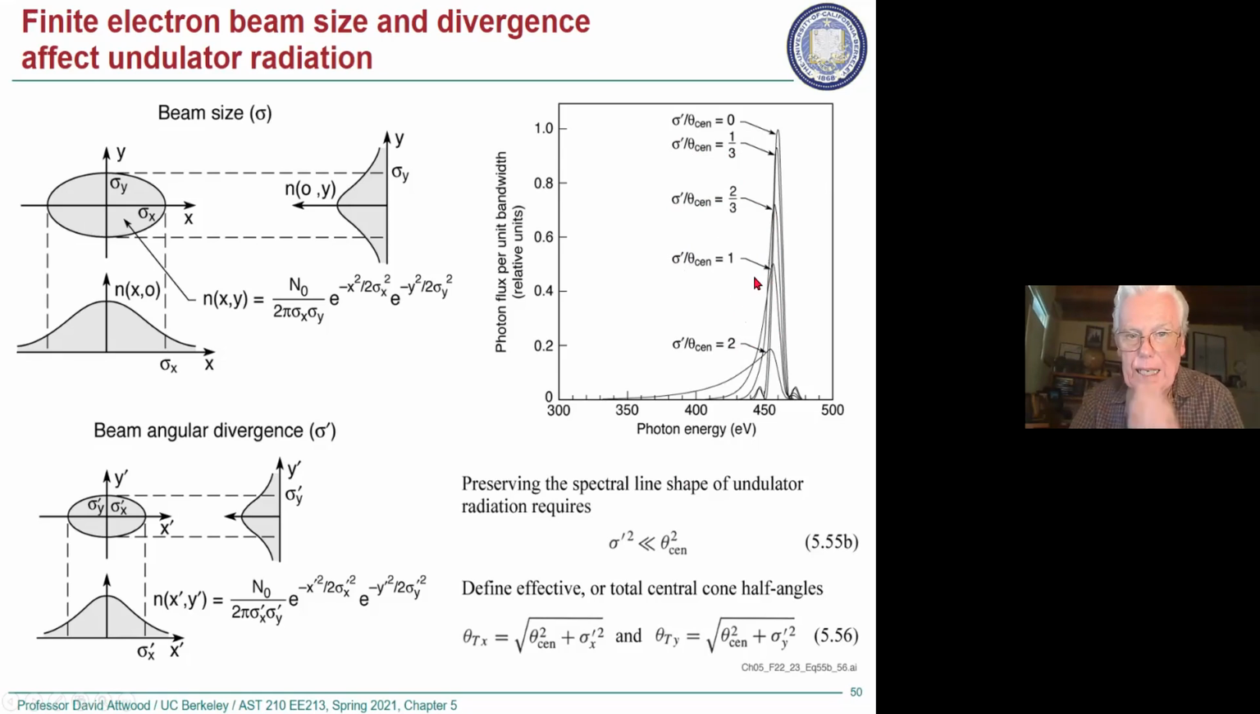And sometimes in the calculations, rather than calculate the radiation per unit solid angle in the central radiation cone, we'll introduce a total angle in the X and Y direction, which combines the central radiation cone plus a measure of the angular divergence. Okay, so we'll use these in a moment.